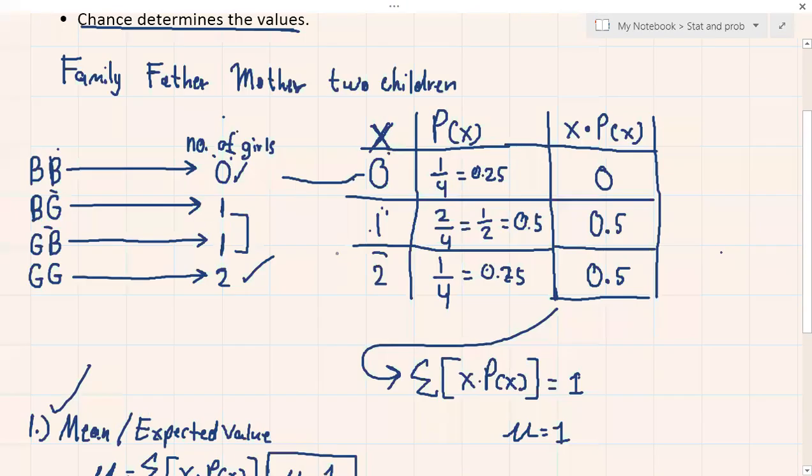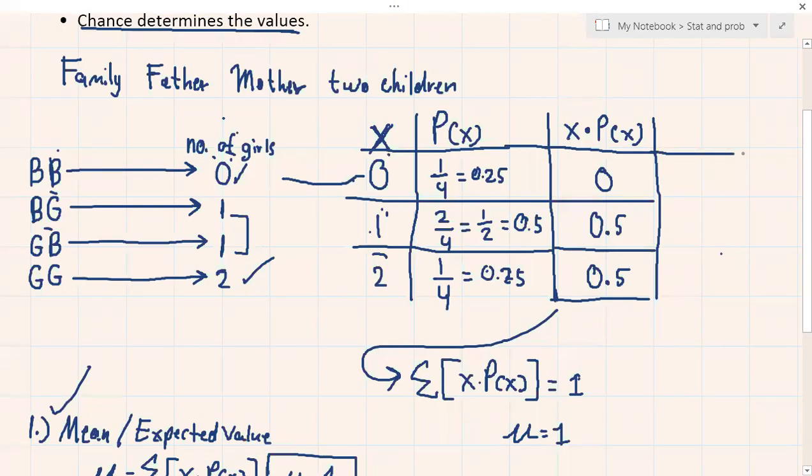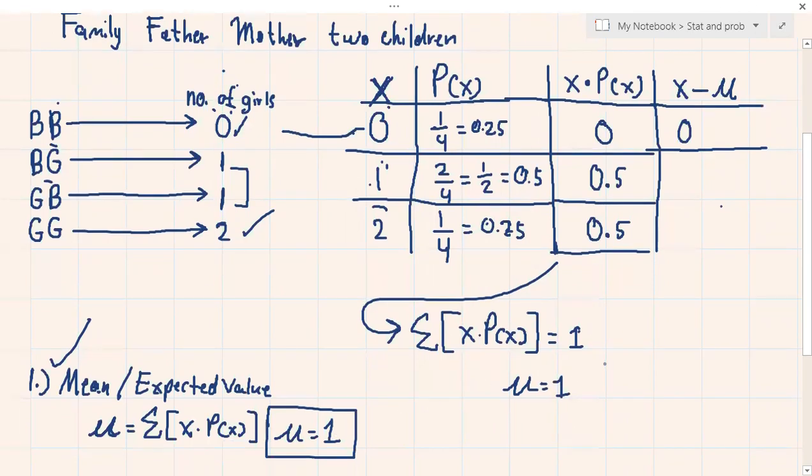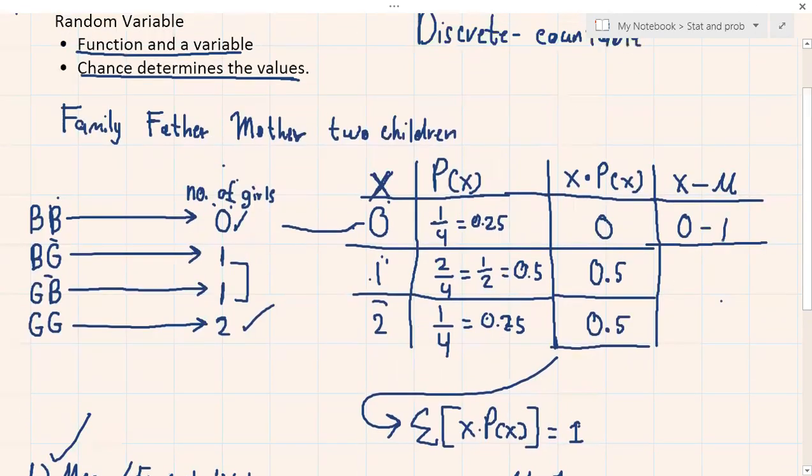So, let's proceed sa fourth column. So, sa fourth column, you're going to get the difference of your x and the mean. Get the difference between the x and the mean. Actually, ayusin ko yung wording ko ha. Get the difference between x and the mean. Yun, okay na. So, sa first row, okay, yung x mo ay si 0. Yung mean mo, ano yung mean mo? Si 1, di ba? So, 0 minus 1.